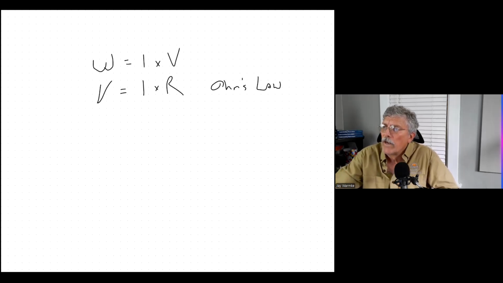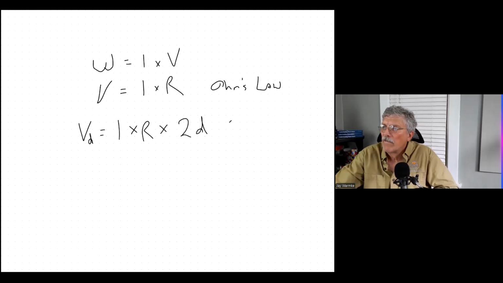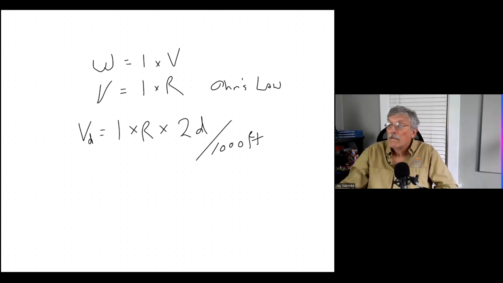So the third equation that we need to know is the voltage drop equation. How much loss of voltage are you going to be experiencing? And it's just Ohm's law: voltage drop equals amps times resistance times twice the distance divided by 1,000 feet. Well, it's Ohm's law adjusted for distance. So why do we do this? Why is it twice the distance?